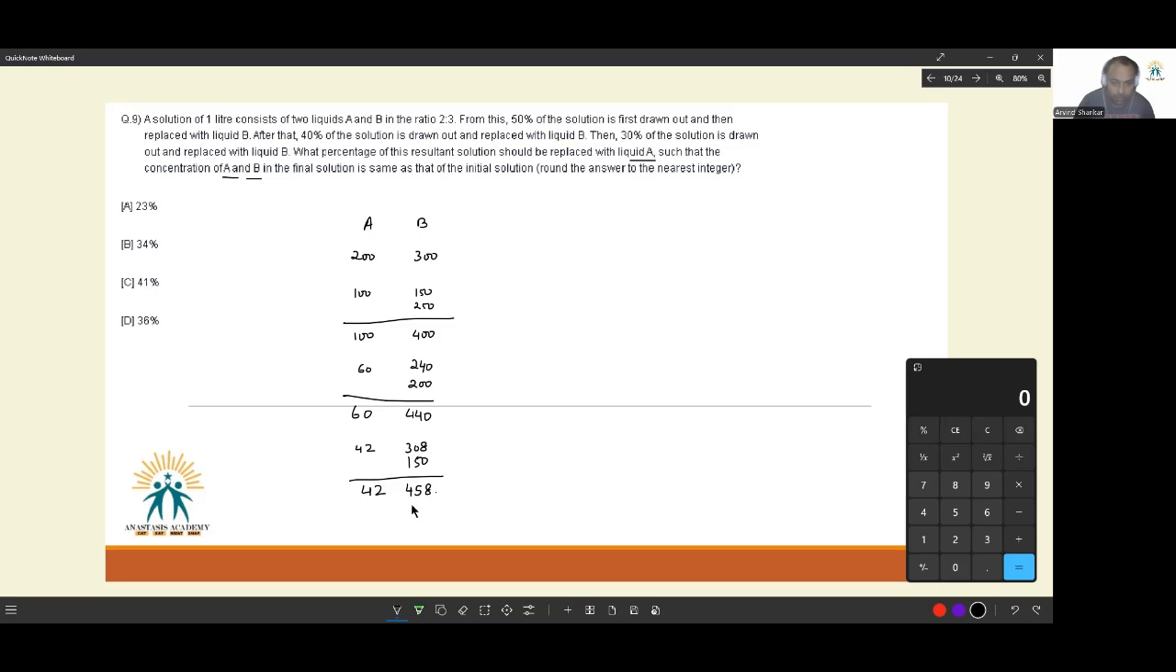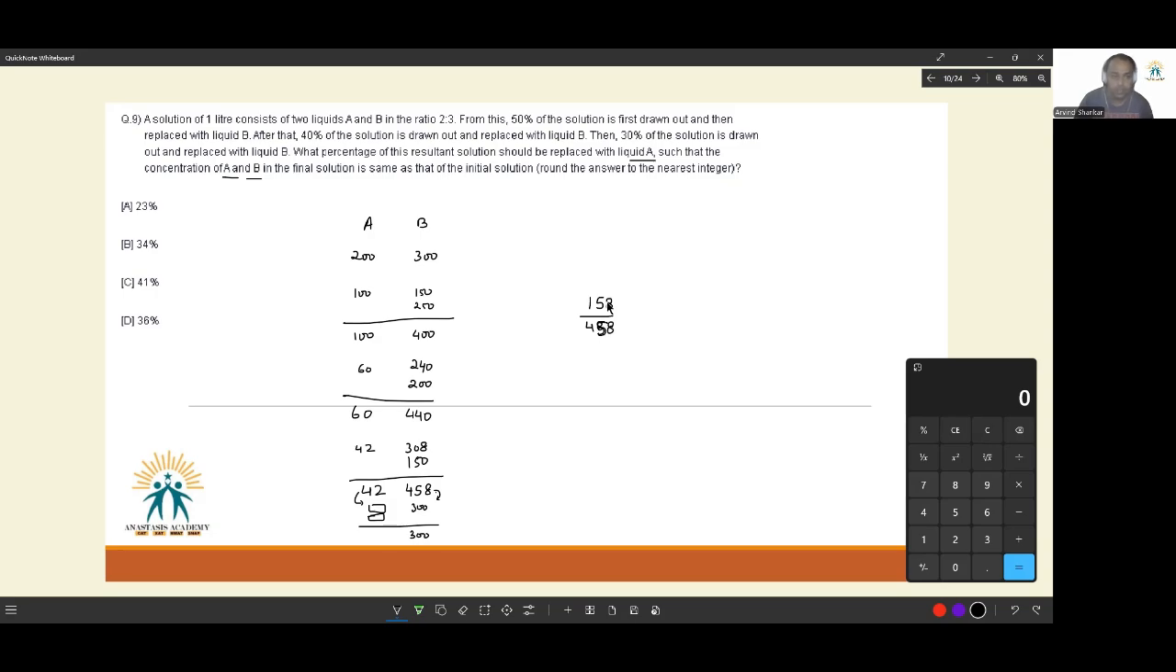Okay, so see what is happening. Now, finally, we want this to reach 300. So 458 has to come down to 300. 42 will come down to something, and whatever amount has been taken out will be replenished with A. So 458 has to come down to 300. So 158 out of 458 will go out. And this is the portion of the solution that is being taken away.